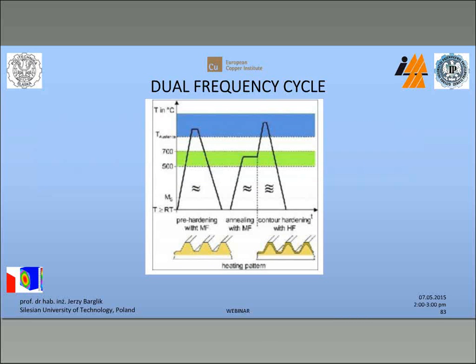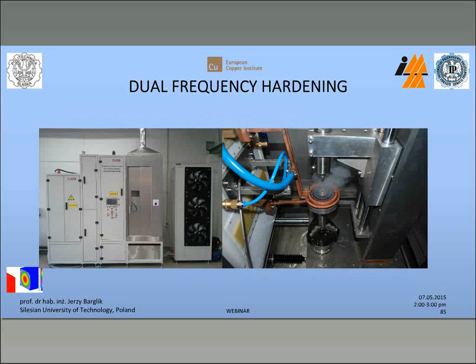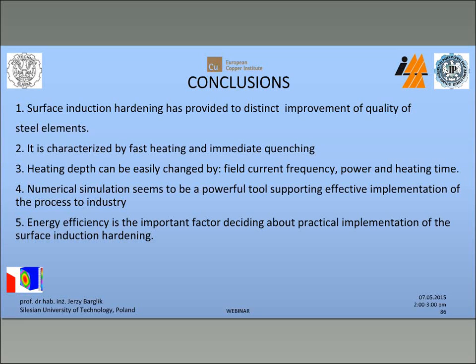And of course, it is almost 1 hour, so I would like to slowly go to the end of my presentation. So finally, I show you the dual frequency hardening stand installed in my university, where it is possible to provide experiments before implementation to industry. And I finish my presentation with some conclusions.